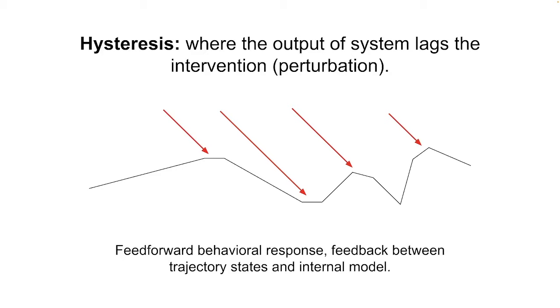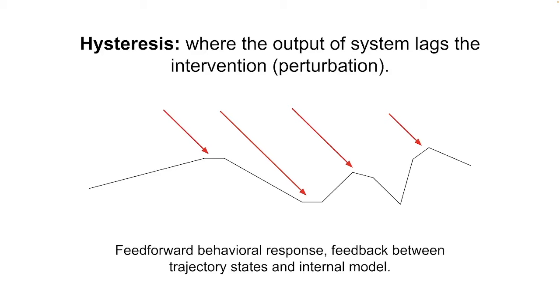And hysteresis can be defined as when the output of the system lags the intervention. So a perturbation occurs, there's a deformation of this trajectory, and then it either recovers to its original state before the perturbation or it recovers to a new state. And that can be any sort of hysteretic state. It can either be an unstable state or it can become an irregulated state.